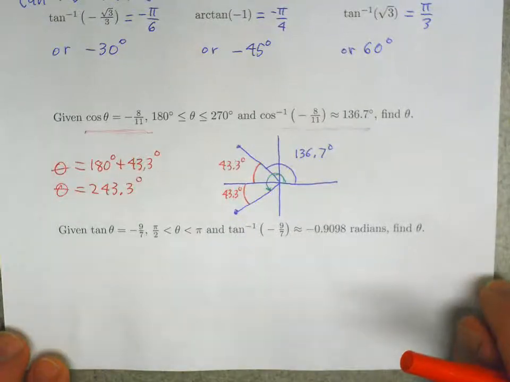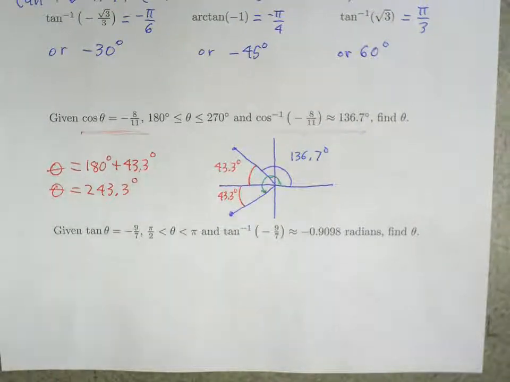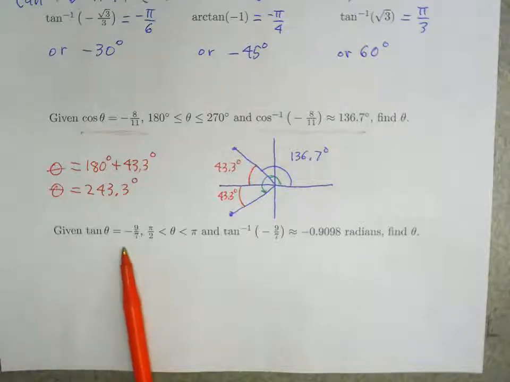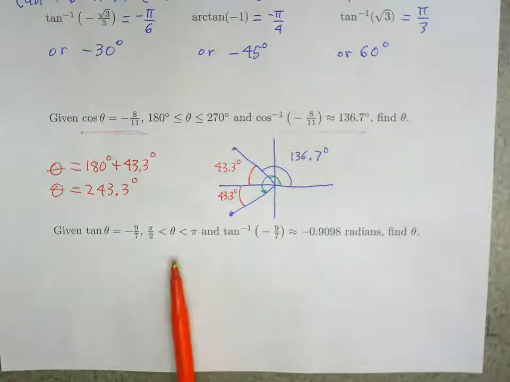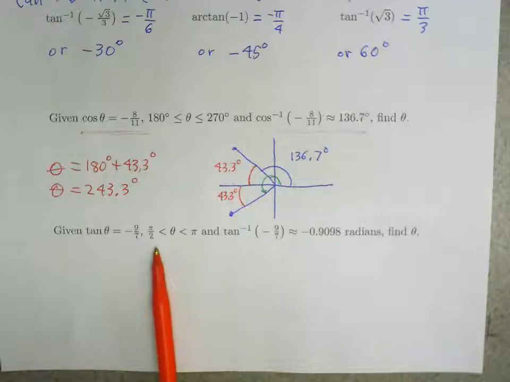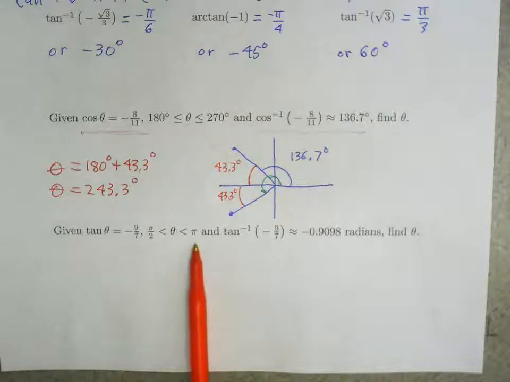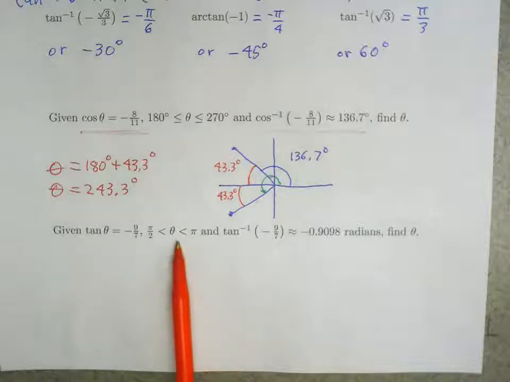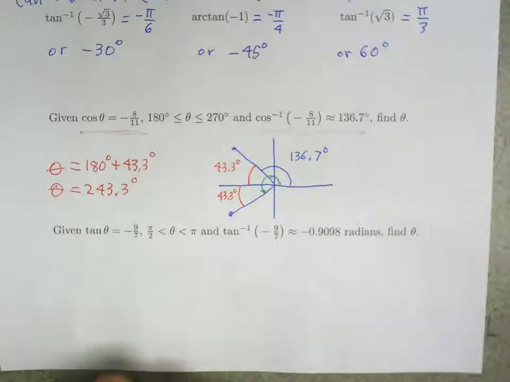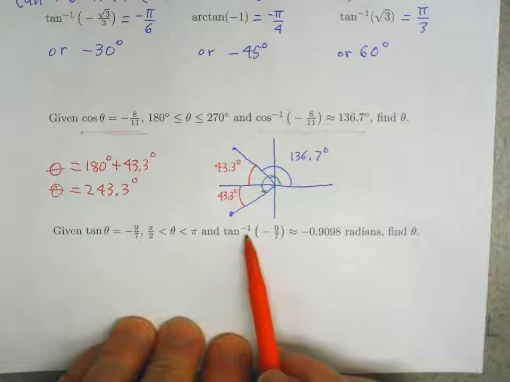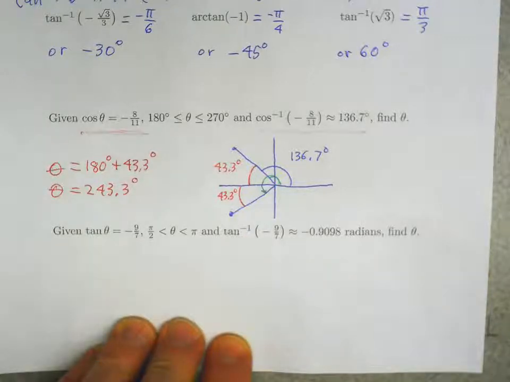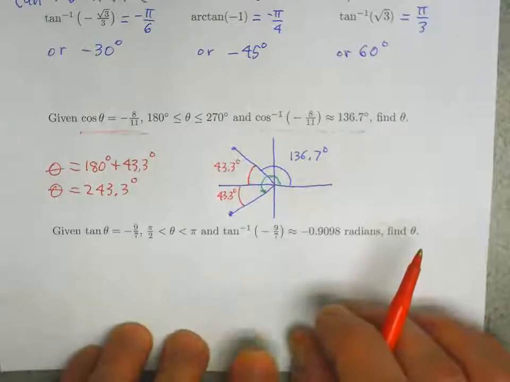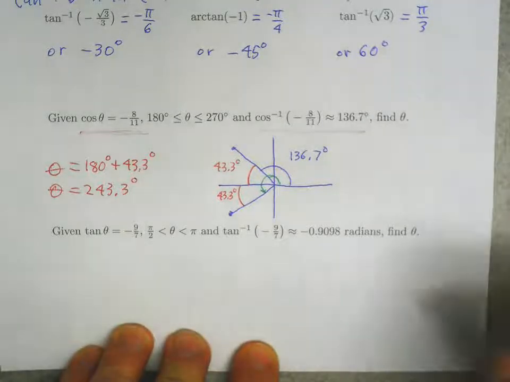Okay, another example along the same lines. The tangent of theta is equal to negative 9/7, and theta is between pi over 2 and pi. So this is in the second quadrant. But the range of inverse tangent is from negative pi over 2 to pi over 2. So the fourth quadrant and the first quadrant. So we can draw a picture to help again.